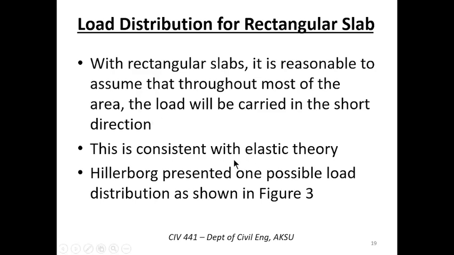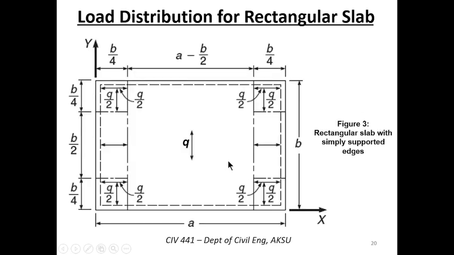So because of this, Hillable presented this load distribution. So this is for rectangular slab that has a length of A and a width of B. A is greater than B. So if you look at the dimensioning first, dimensioning in the short direction, you can see is similar to the square. You have the H strip is B over 4, where B is the width, the smaller direction. The middle strip is B over 2, and the H strip is B over 4.